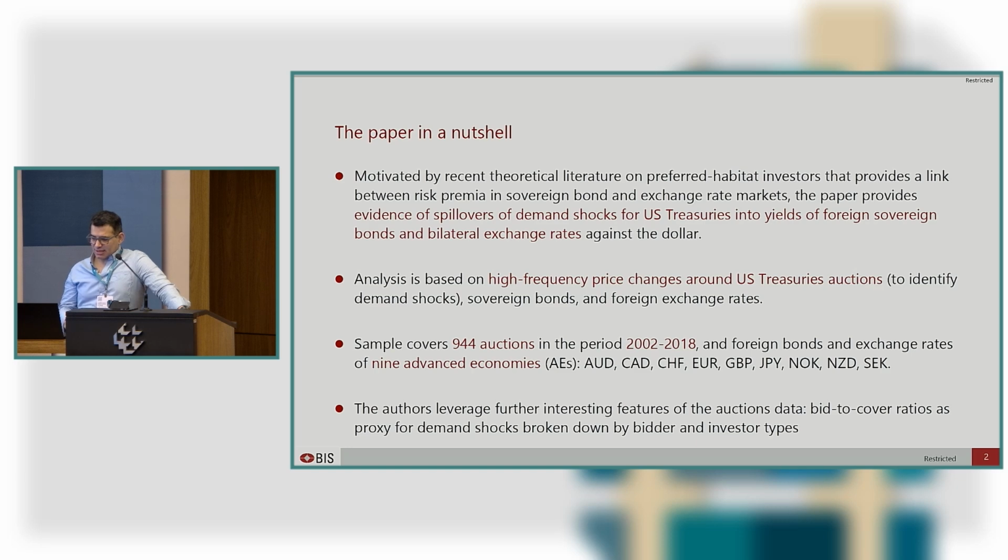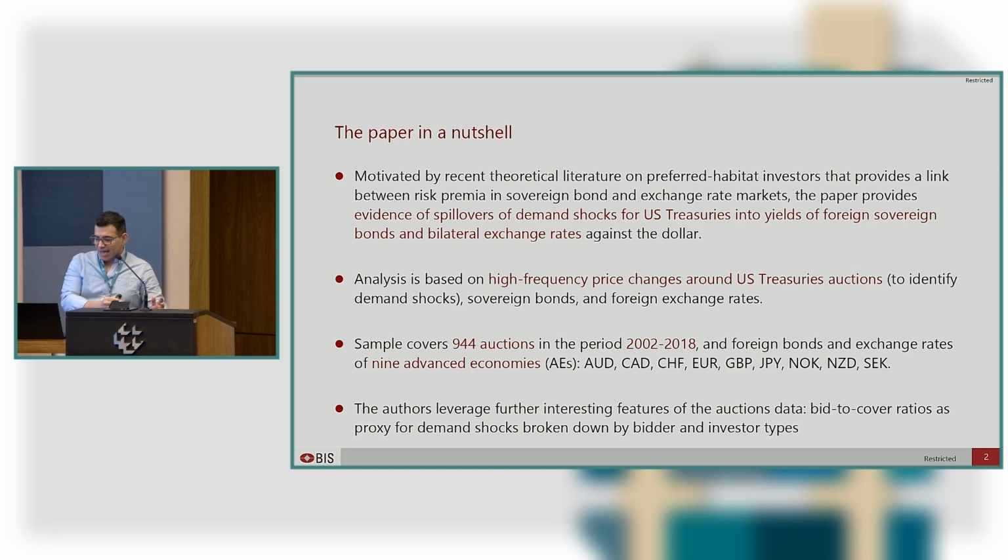The analysis is great work with data, using high-frequency changes in prices around auctions of US treasuries to identify these demand shocks, and then paired that together with the high-frequency data for exchange rates and daily data for sovereign bonds. And they studied this sample of 944 auctions in the years 2002 to 2018, and studied the effects on sovereign bonds and bilateral exchange rates against nine advanced economies.